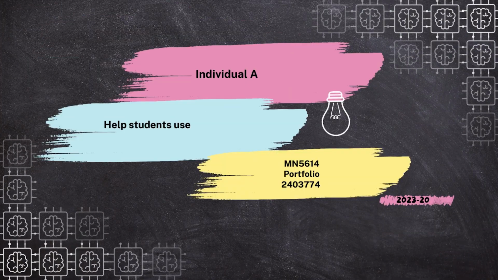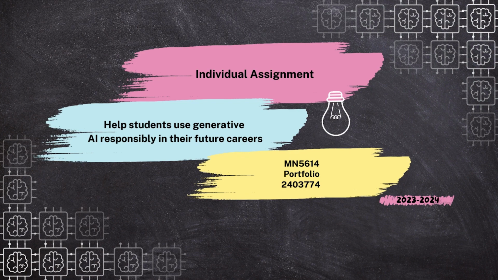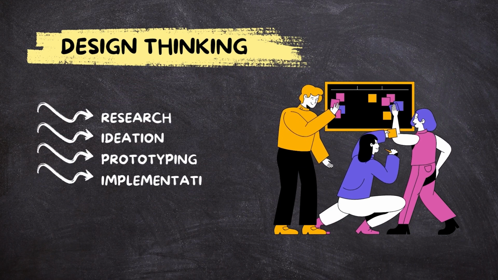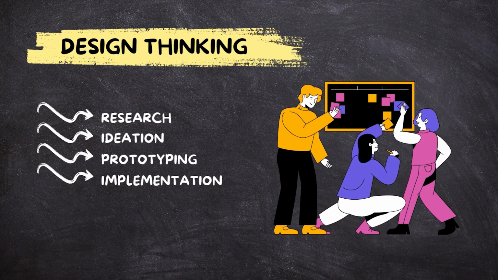Everyone, this video will provide you with the design thinking methods and tools used to find an idea for the problem statement, which is how might we help students use generative AI responsibly in their future careers. Because AI has become a crucial part of our lives in a technology-based era, we should focus more on using it efficiently. Design thinking has 4 stages: research, ideation, prototyping, and implementation.